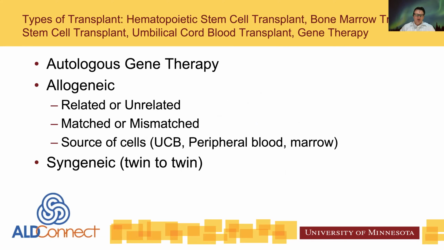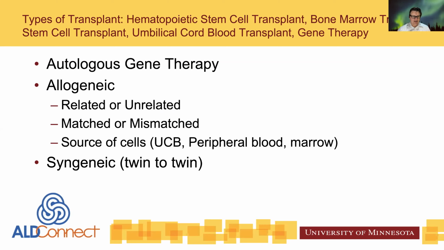Now, briefly, what types of transplants are there? There's all sorts of different terms: hematopoietic stem cell transplant, bone marrow transplant, stem cell transplant, umbilical cord blood transplant. These four things are all interchangeable. Then there's gene therapy. This is also a transplant. It's a hematopoietic stem cell transplant, in fact. So those are the names that get thrown out and are often very confusing.